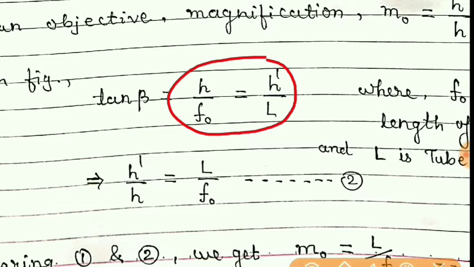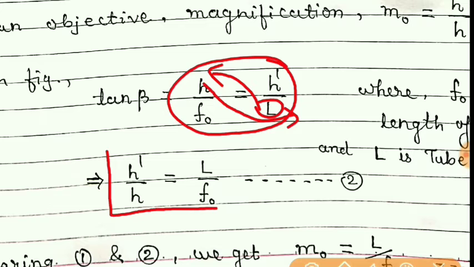So here we have written h dash upon L. Now in this, if we bring this h towards the right side and this L towards the left side, then we will get h dash upon h is equal to L upon FO. Let us give this equation number 2.